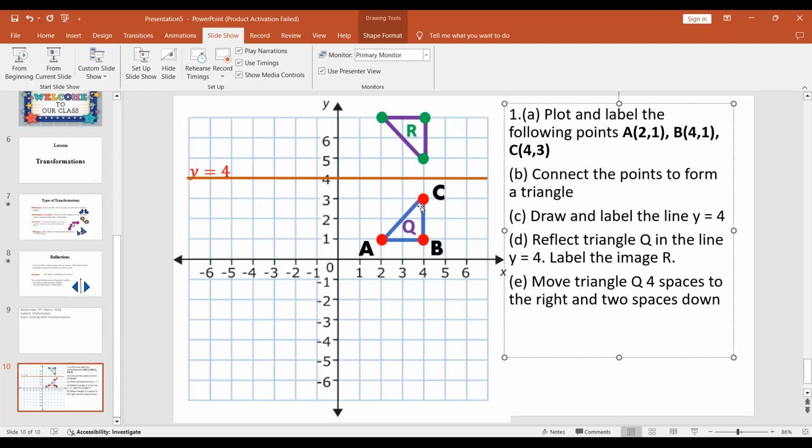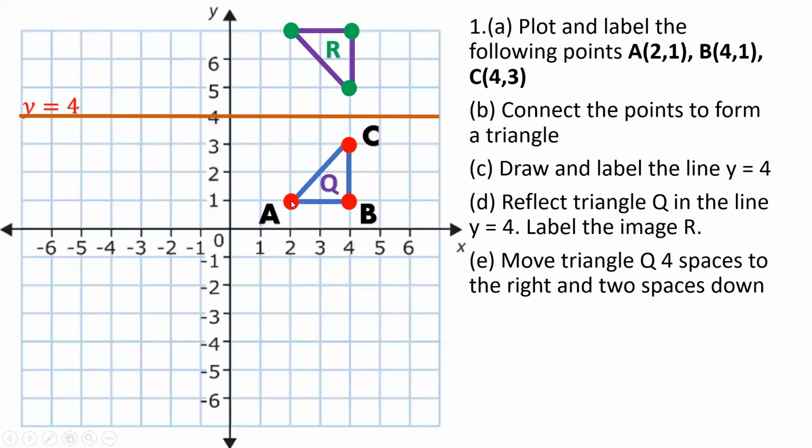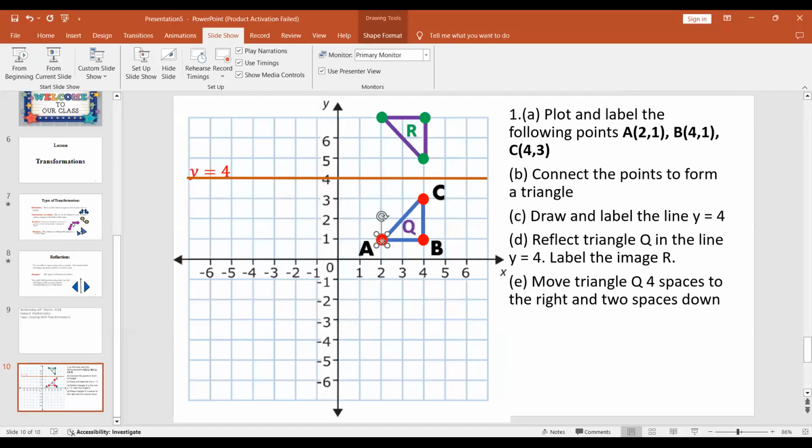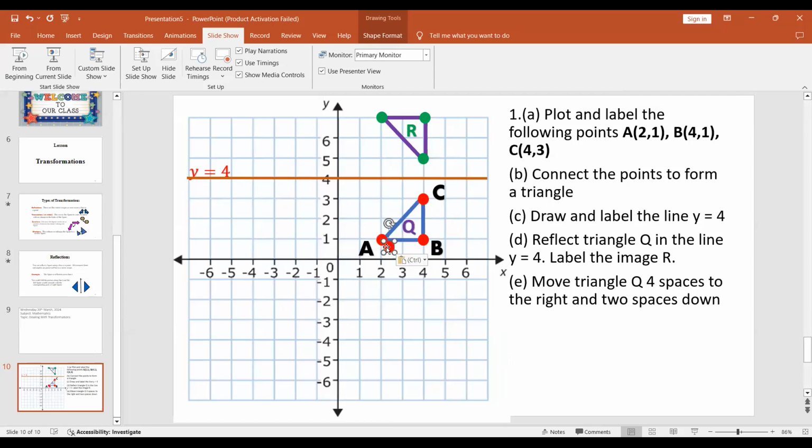We just have to perform a translation. Basically, we're going to take this point and move it 4 spaces to the right, and then 2 spaces down. So we take this point right there. We're going to move it 4 spaces to what? Left or right? 4 spaces left or right?